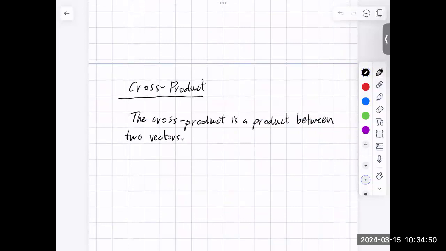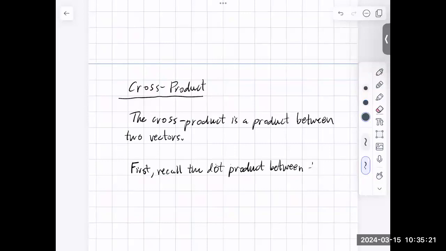Before we go and define the cross product, why don't we first just recall the dot product between two vectors, and then we'll see some similarities between the two. Okay, so let's first recall the dot product between two vectors.